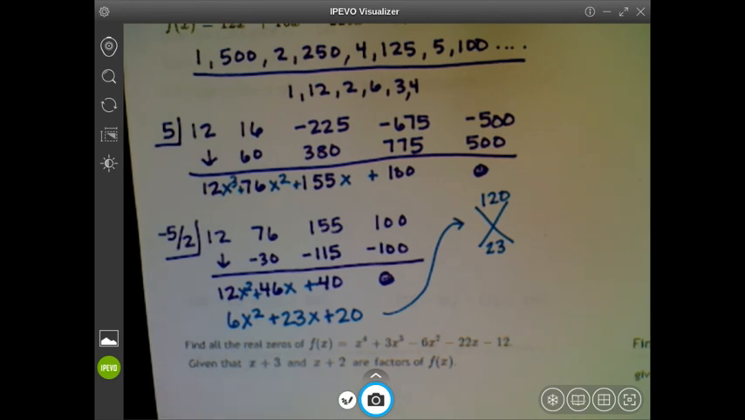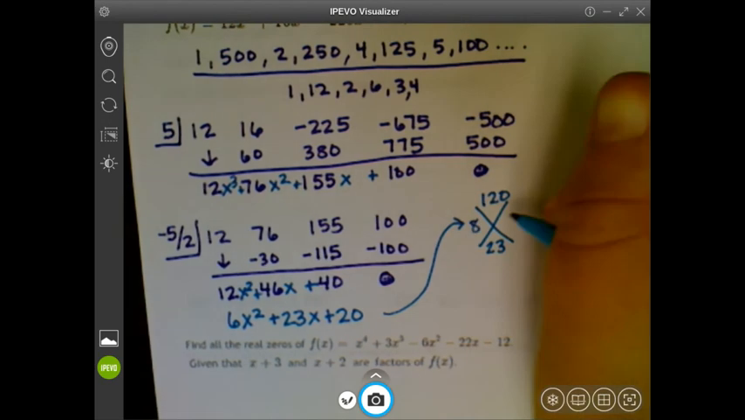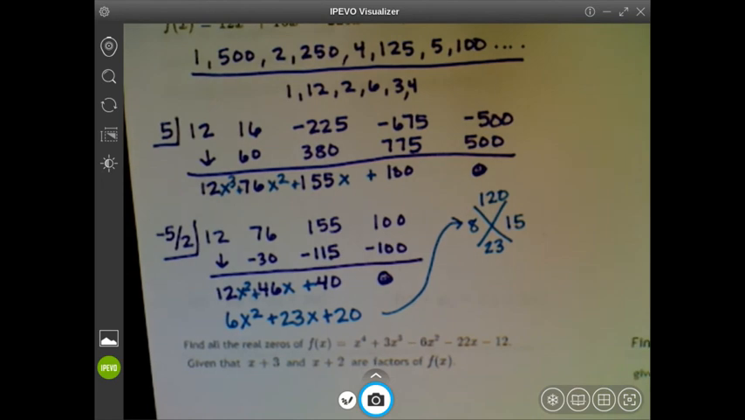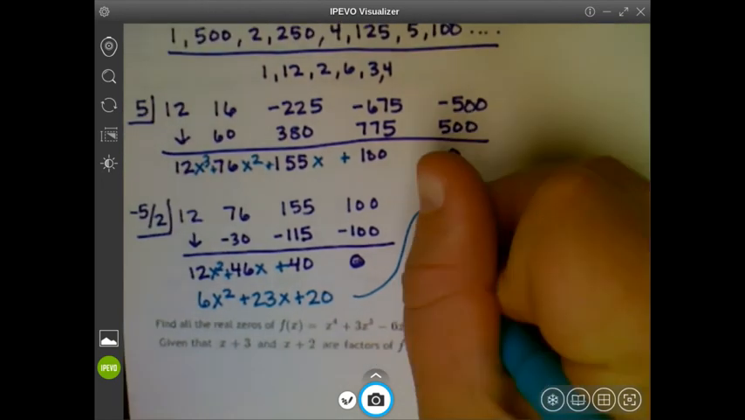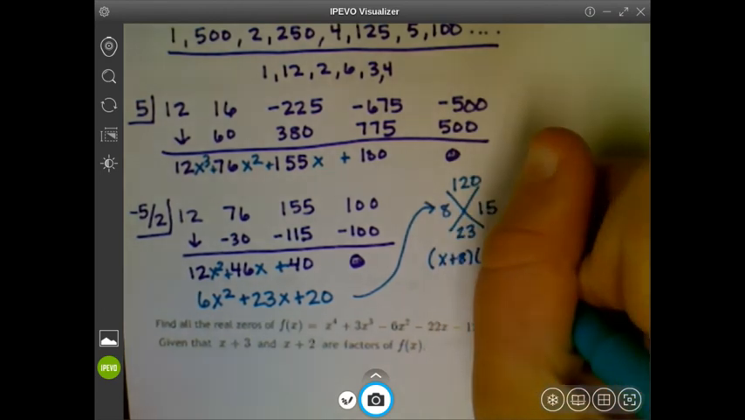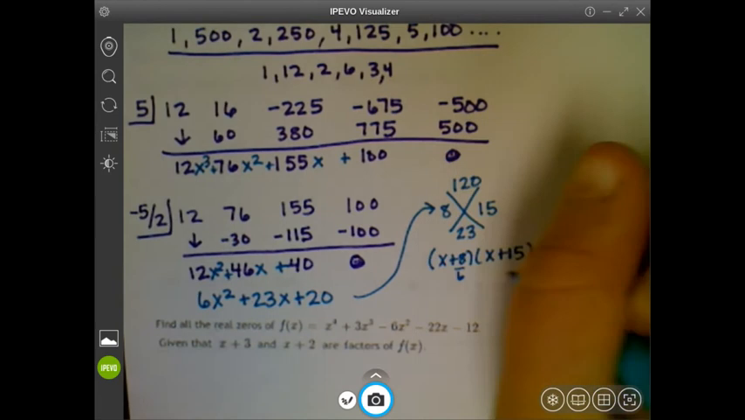Let's see if we can find them. 5 and 24, that's close. 6 and 20, that's close. 8 and 15. 8 times 15 is 120, and if you add them together, you get 23. So your factors are x plus 8, x plus 15, divide them both by 6.